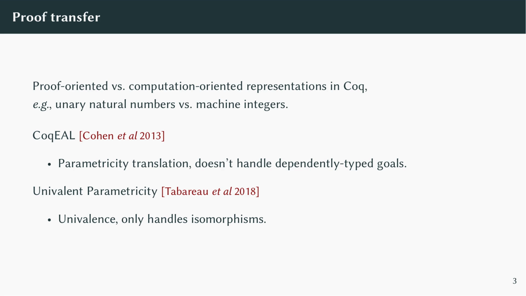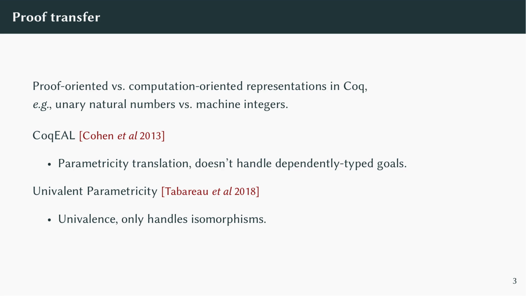This problem has been studied in the context of the Coq proof assistant, where it's known as proof transfer. There, one often wants to consider multiple representations of a mathematical object to optimize either for proofs or for computations. For example, the unary natural numbers are ideal for proofs because their induction principle is mathematical induction. But if a proof has large arithmetic subgoals, it can be impossible to discharge these in a reasonable amount of time without switching to a more efficient representation.